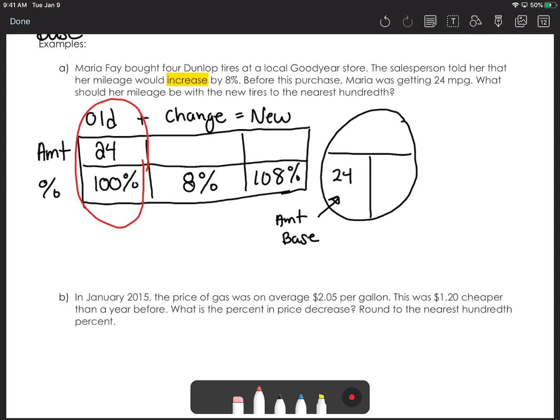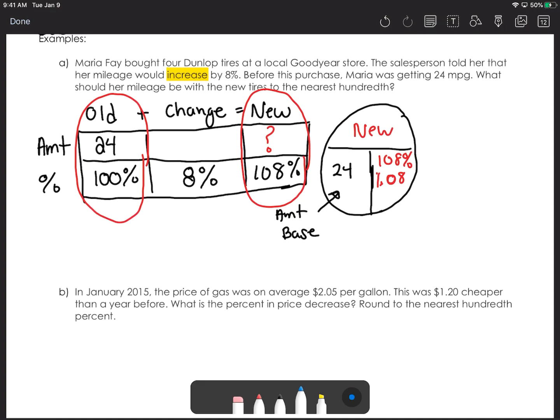Now, depending on what the question is asking us to find, we're going to use the change column or the new column. Since the question is asking us to find her mileage with the new tires, it's asking us to find the new amount, so we're going to use this column. So we're trying to figure out what the new value is. So I'm going to put the new value here, and I'm going to put 108% in here. But remember, when we do our calculations, we have to use the decimal value, which would be 1.08.